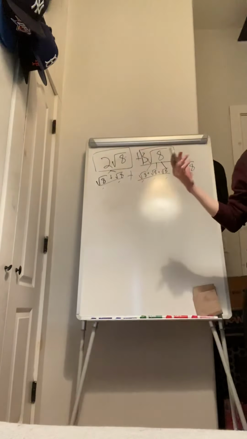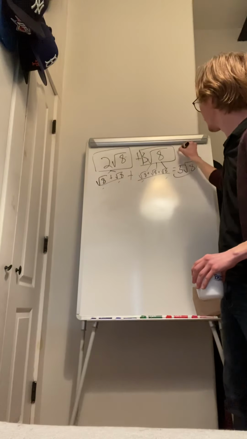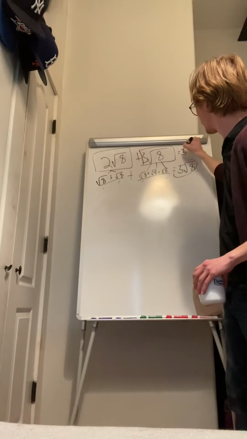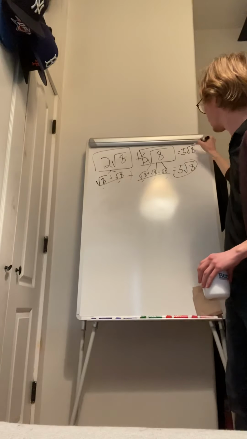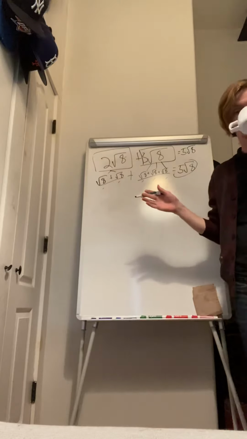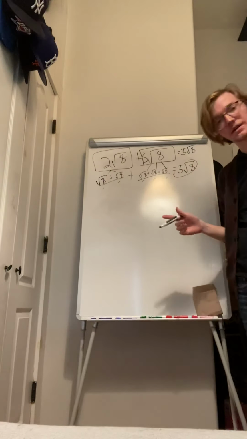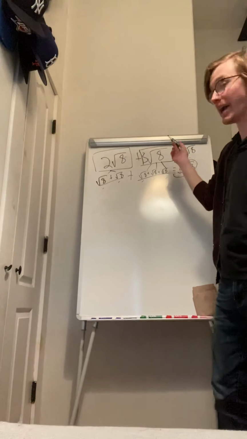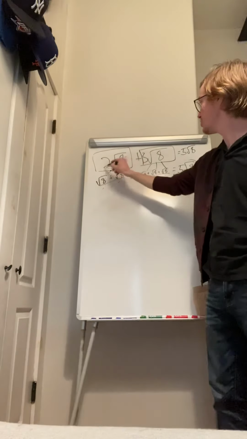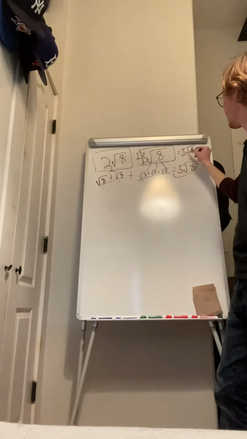So this is the initial sum, right? 5 square roots of 8. We'll write it up here too. 5 times the square root of 8. Notice how in reality what we did was we added this 2 and this 3 to get 5, and we kept the square root of 8 constant.